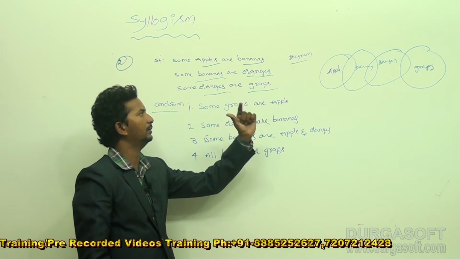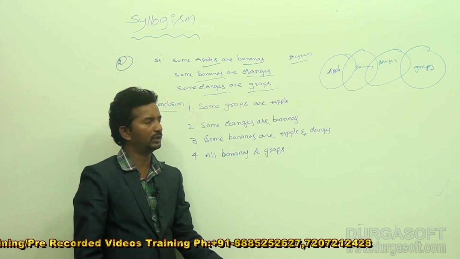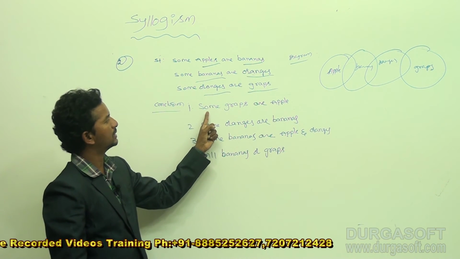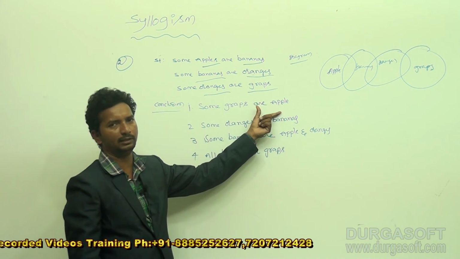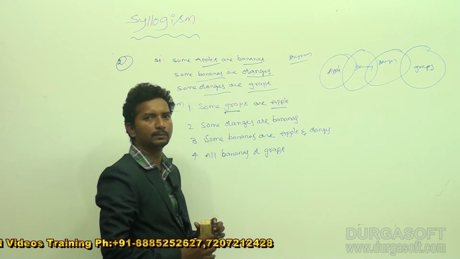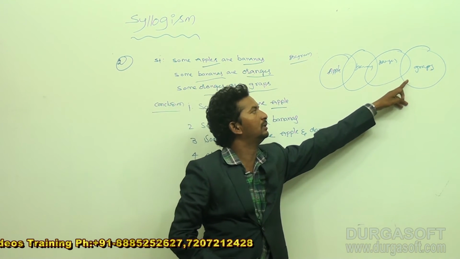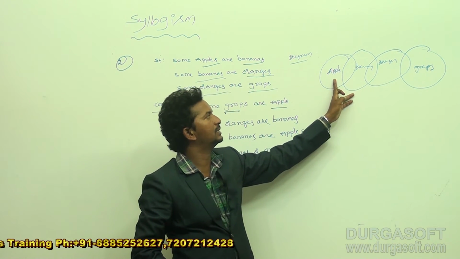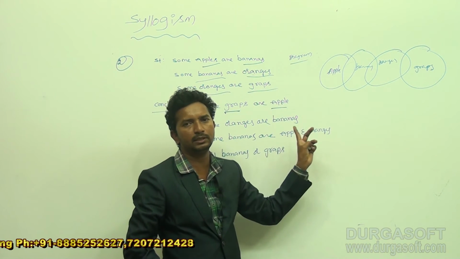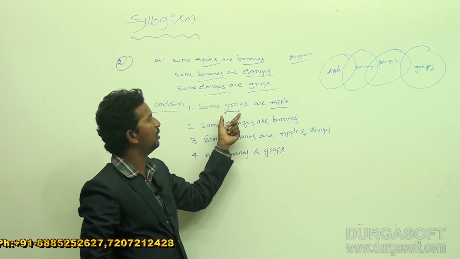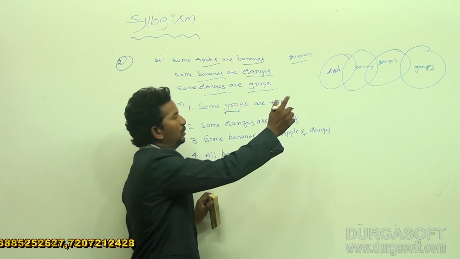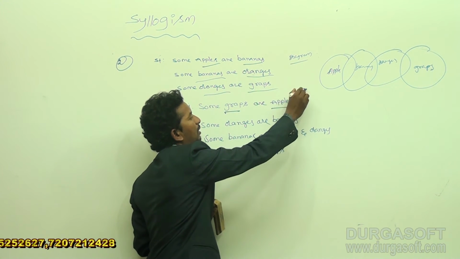I have drawn the diagram. Now test the conclusions. First, some grapes are apples. Where is the grape diagram? Where is the apple diagram? The grape is here, the last one. The apple is this, the first diagram. Is there any connection between apple and grapes? There is none. So there is no connection between apple and grapes. This is the wrong statement.